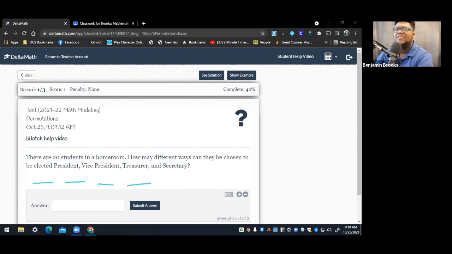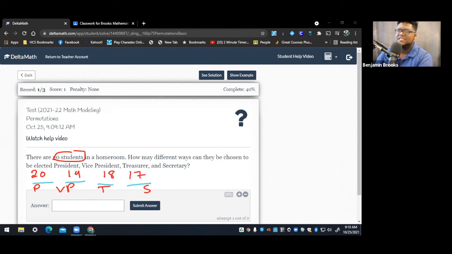All right. So there are 20 students in a homeroom. How many different ways can there be chosen president? So this is the president, vice president, treasurer, and the secretary. So there are 20 students, which means any of the students could be chosen that first slot. But after the president is chosen, how many slots are left? Right. And then how many treasurers are slots left?